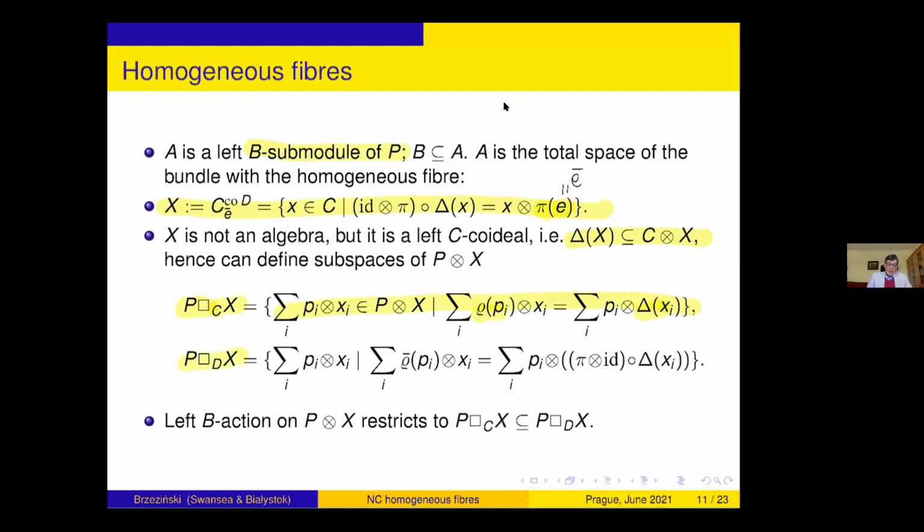And further, I can consider the second cotensor product, since I have a left C coaction on X, I can send it down on the leg of C to D. So I will have a left D coaction on X. And that's what the second subspace of P tensor X is. Okay, so it is quite clear that generally the B action will restrict to P tensor X, because both rho and rho bar are left B module maps.